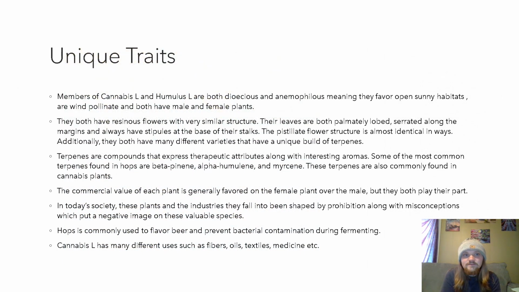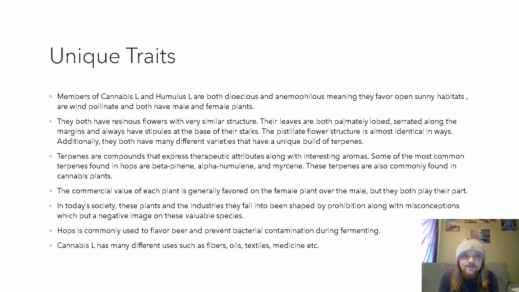So the Cannabaceae family as a whole has a lot of unique traits, but looking more closely at Cannabis and Humulus, there are good things to compare. There are a lot of similarities, but there are differences as well. Members of Cannabis and Humulus are both dioecious and anemophilous, meaning they favor open sunny habitats. They're wind pollinated, and they both have pistillate and staminate flowers on separate plants most of the time.